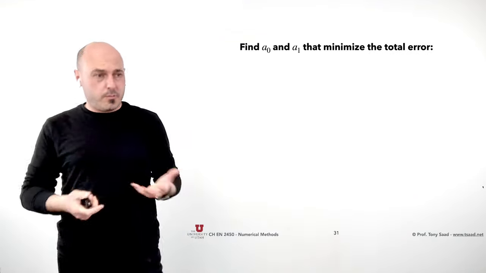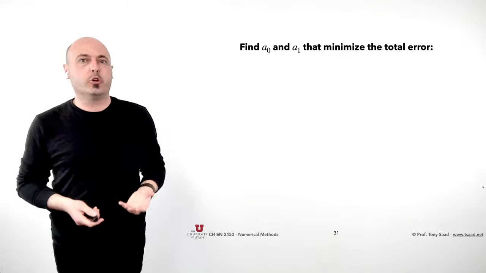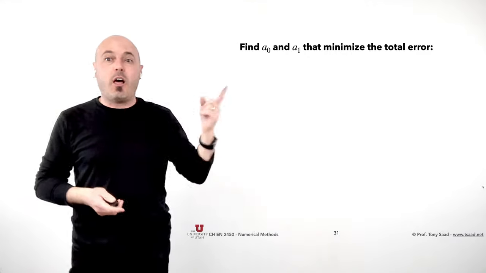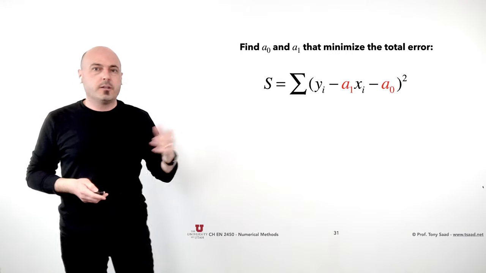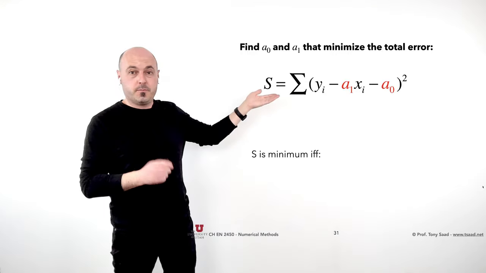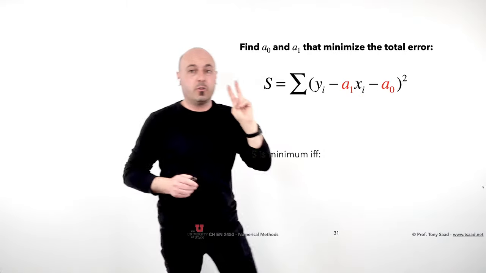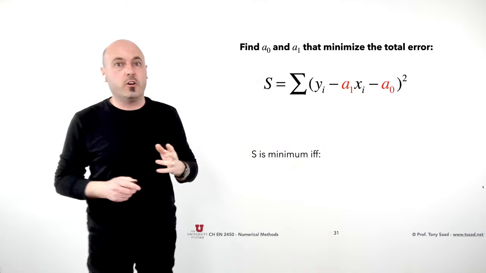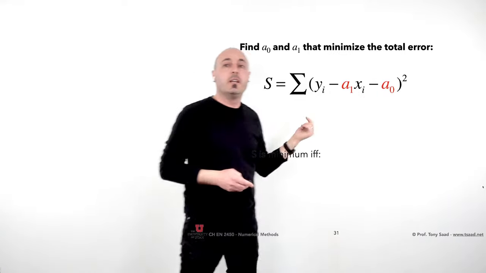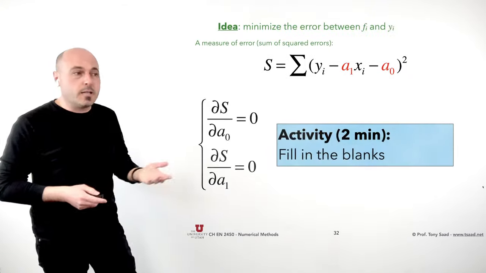Now, I'm going to ask you to do the minimization process again. Find a0 and a1, the unknowns in the curve, or find the curve. That's the equivalent of saying we're going to find that straight line that minimizes the total error. And this is the total error. S is a function of A1 and A0. Those are two unknowns, so it's a multidimensional function. And S is minimum if its derivatives with respect to each one of those unknowns is equal to zero. So dS/dA0 equals zero, dS/dA1 equals zero.